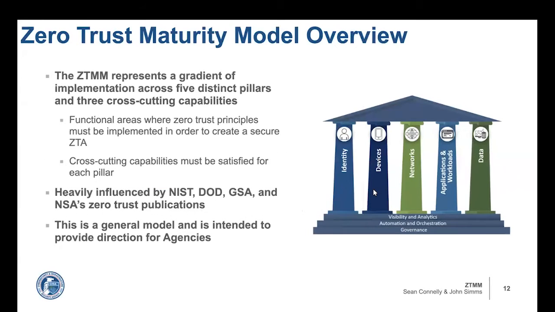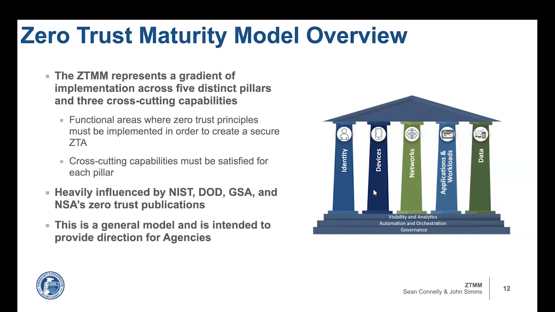So the structure of the Zero Trust Maturity Model is really laid out in five main pillars. We have identity, devices, networks, applications and workloads, and data. And you'll see in the graphic to the right underneath, we'll have visibility and analytics, automation and orchestration, as well as governance. And I'll just note here that there's a different representation to what you see here in our Zero Trust Maturity Model and what the DoD uses for their reference architecture.